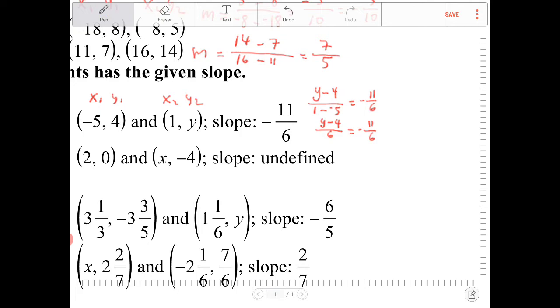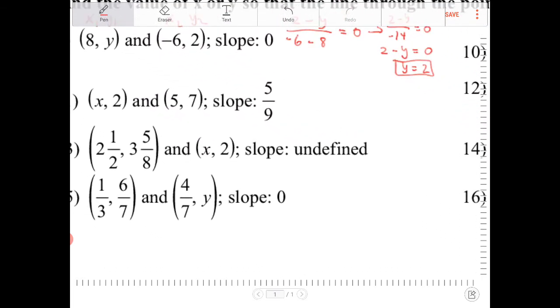Here we're going to cross multiply. When we cross multiply, I'll end up with 6 times y minus 4 is equal to 6 times -11. If we perform the necessary distribution, we'll end up with 6y minus 24 is equal to -66. Let's add over 24. We end up with 6y is equal to 42. Divide both sides by 6, and we end up with y equal to 7.